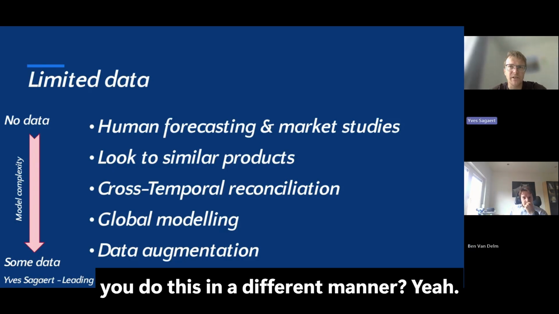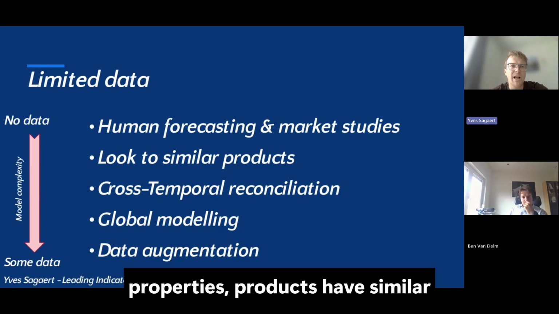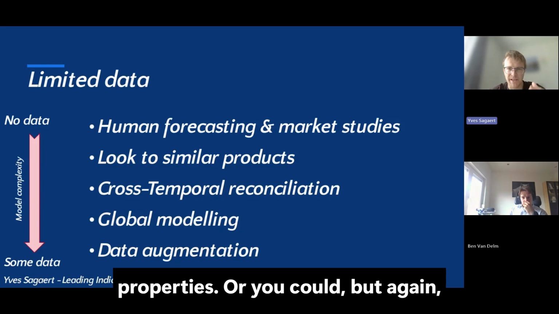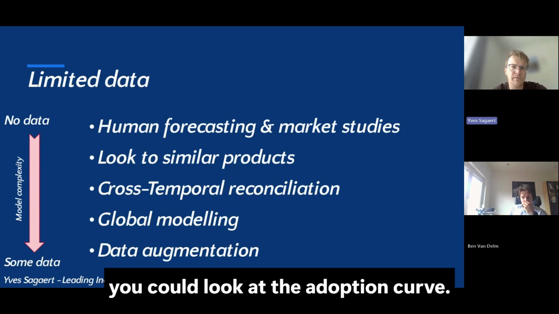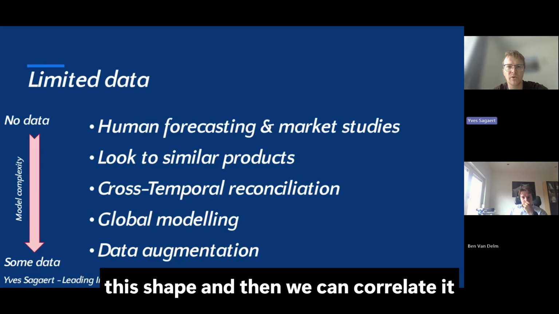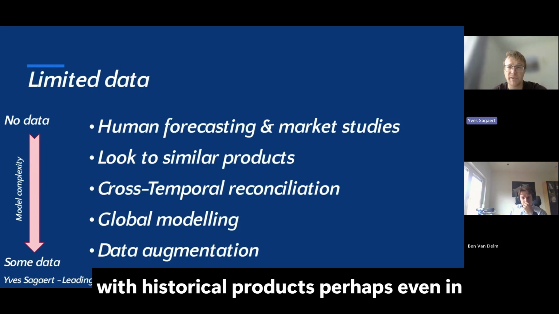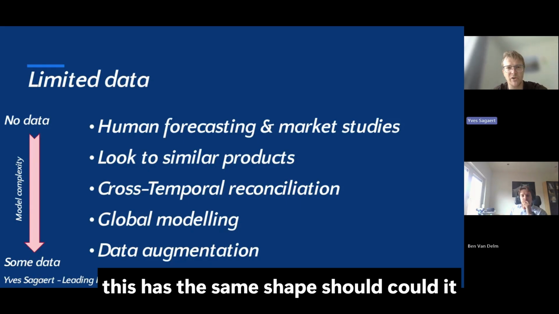Yeah, so either indeed you look at the attributes, products that have similar properties, or you could, but again, that's getting a bit more complex, you could look at the adoption curve, where you see our initial sales have this shape, and then we can correlate it with historical products, perhaps even in a different segment, and see, okay, this has the same shape, could it have the same adoption curve?